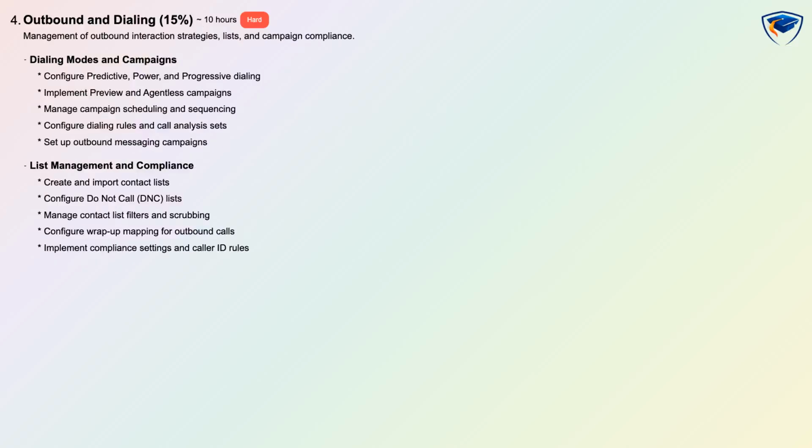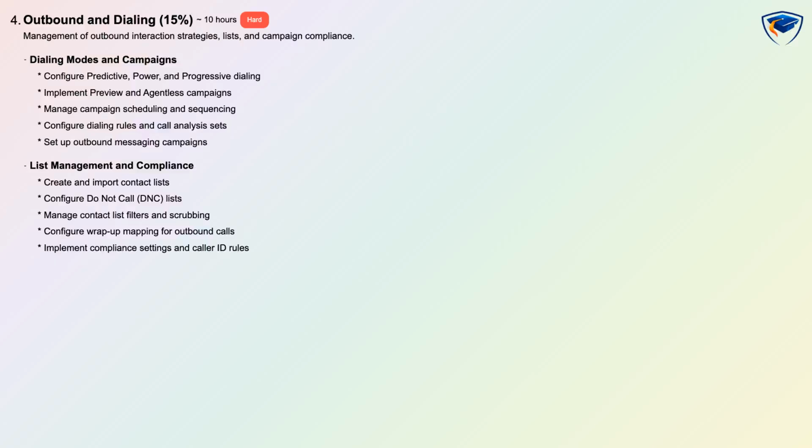Outbound and dialing is 15%, a hard domain with an estimated 10 hours and scenario-based assessments focused on outbound strategy and compliance. You will configure dialing modes such as predictive, power, progressive, plus preview and agentless campaigns, and manage campaign scheduling, sequencing, and dialing rules.